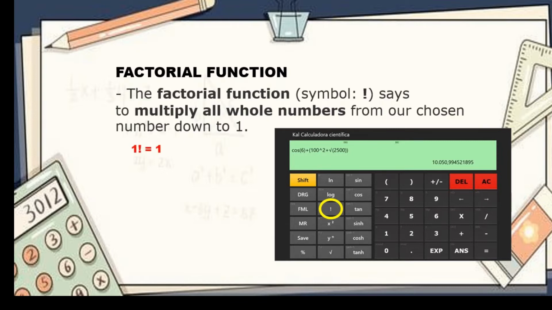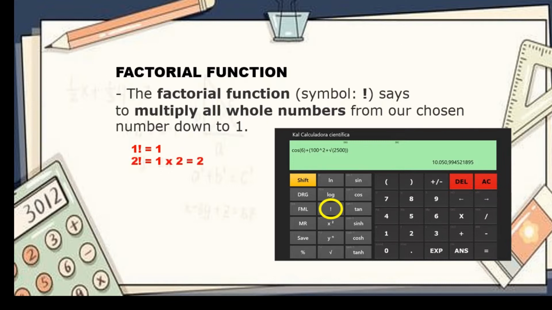1 factorial is equal to 1 because the previous integer of 1 is 0, and as I've said, we will not include 0 as one of the factors. So 1 factorial is just 1.